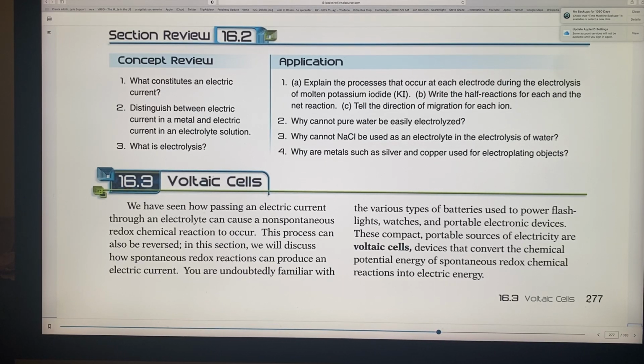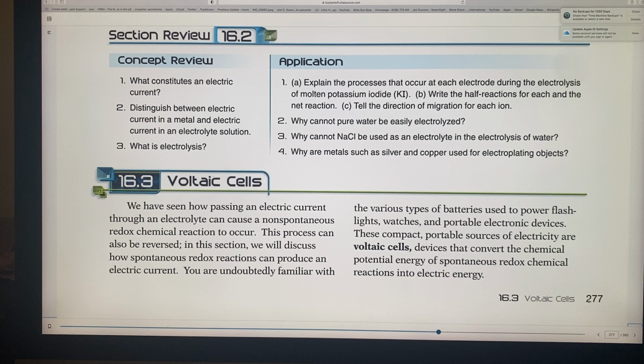Chemistry, and we're in section 3, and we're going to talk about voltaic cells. So, what are these voltaic cells? Well, the definition here is telling us how spontaneous redox reactions can produce an electric current.